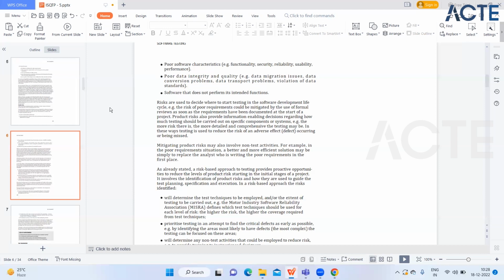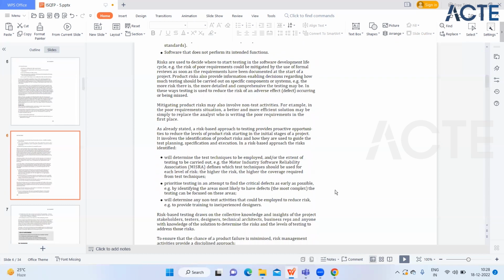Now, as already stated, a risk-based approach to testing provides proactive opportunities to reduce the level of product risk, starting in the initial stages of the project. It involves the identification of product risk and how they are used to guide the test planning, specification, and execution. So what they are saying is, if you properly define the risk at the project level itself, then definitely you will have fewer chances of getting any kind of product risk. Okay.